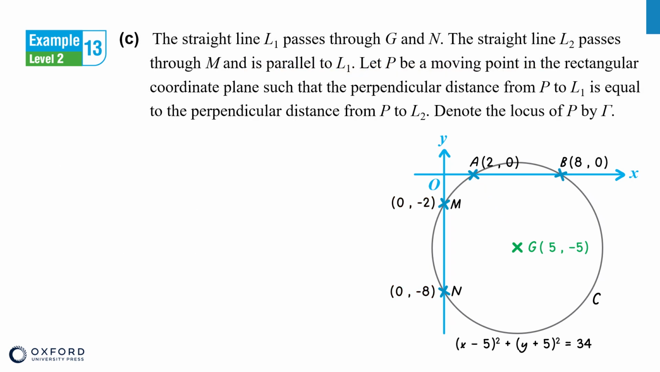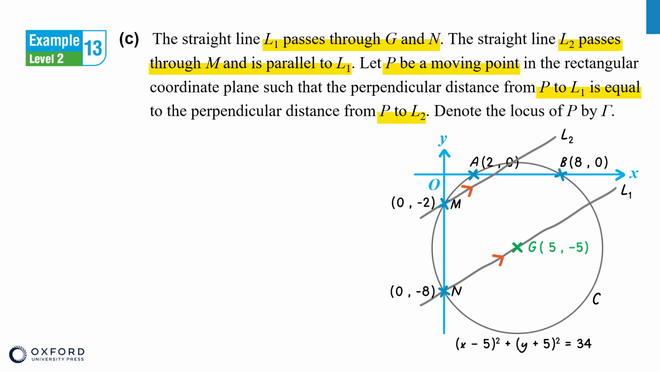Part C. The straight line L1 passes through G and N. The straight line L2 passes through M and is parallel to L1. A moving point P maintains an equal distance from L1 and L2. The locus of P is denoted by gamma. For a moving point maintaining an equal distance from two parallel lines, its locus would be a straight line between the two lines, parallel to them, and maintaining an equal distance from them.